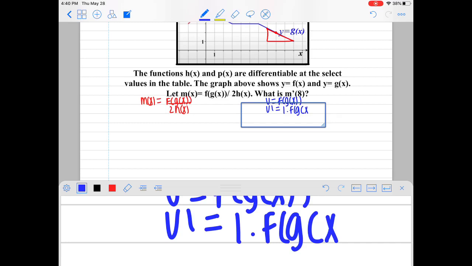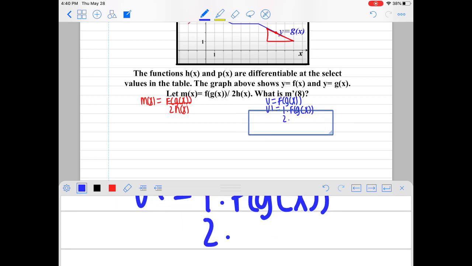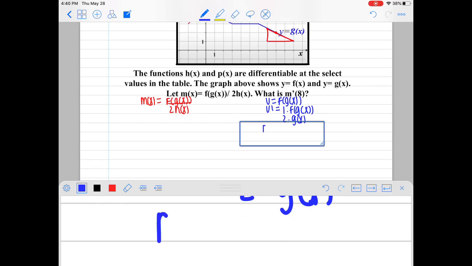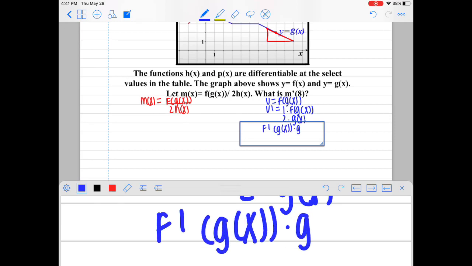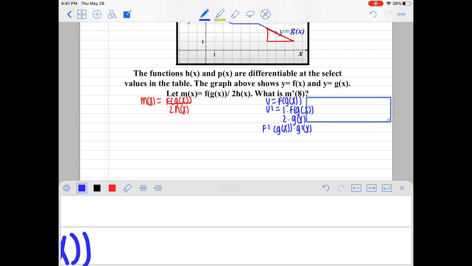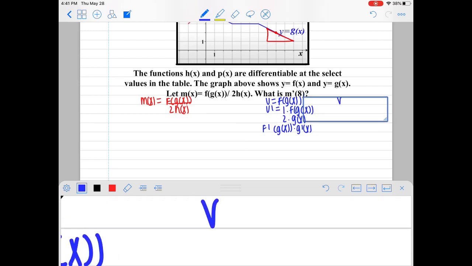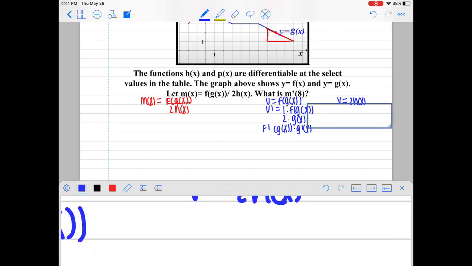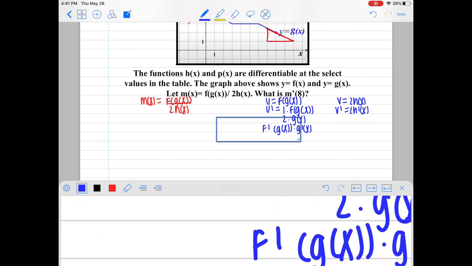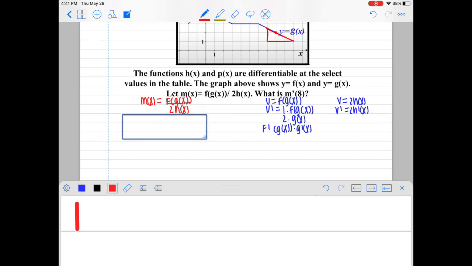So the outermost function is f of g of x, and the inner function is g of x, and we're going to find the derivative of both, which is going to give us f prime g of x times g prime of x. The second function is 2h of x, and the derivative of that is just going to be 2h prime of x.